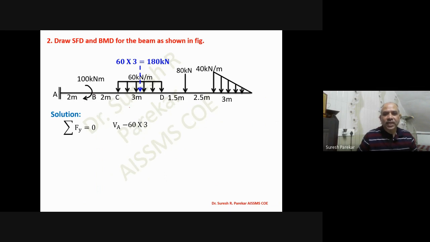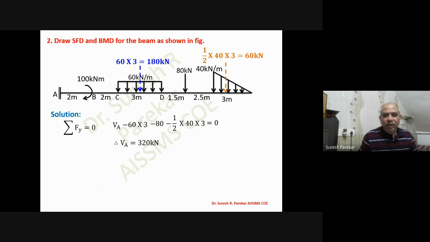So minus 60 into 3, that is due to the UDL. Then minus 80, that is the concentrated load. And due to this UVL, we have to consider the area of this, half base into height. So minus half 40 into 3, and that is equal to 0. This gives me the value of Va as 320 kilonewton.